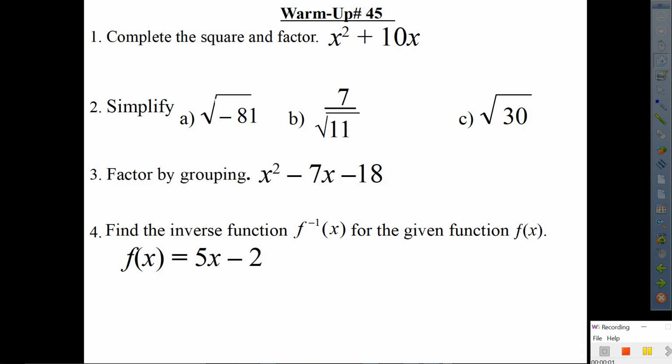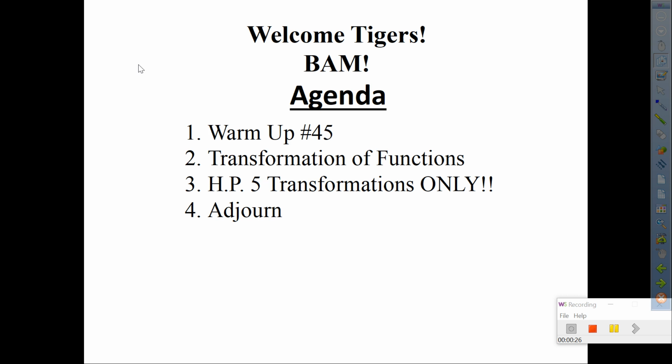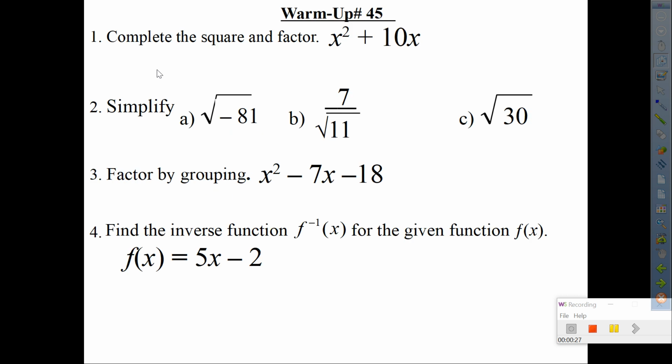Part B is 7 over the square root of 11. Number 2C is the square root of 30. Number 3, factor by grouping: x squared minus 7x minus 18. And number 4 says find the inverse function f inverse of x for the given function f of x equals 5x minus 2.